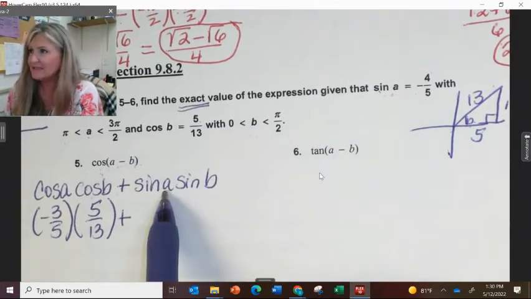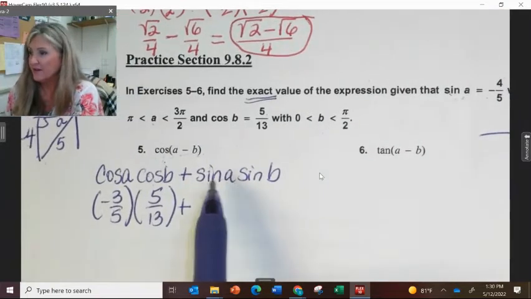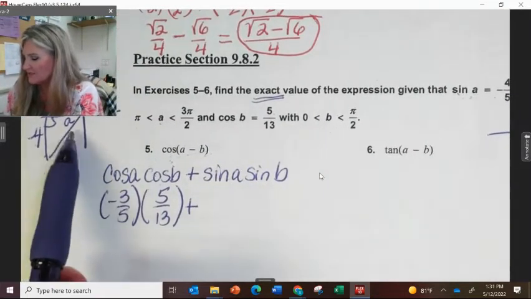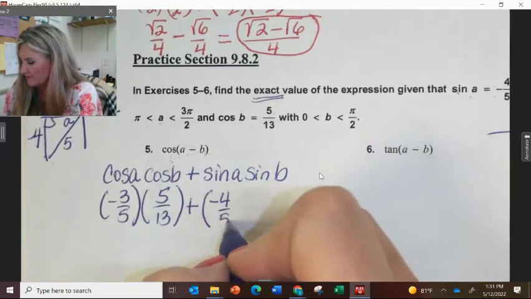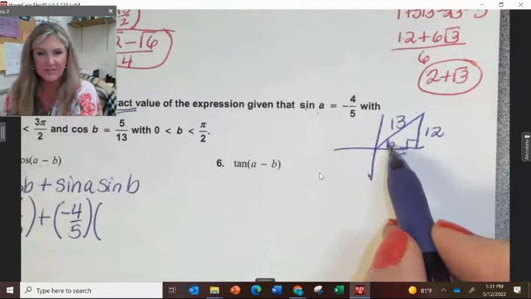Plus, we go back to angle A here. Okay, go back to angle A. And what is the sine of angle A? Negative 4/5. And what is the sine using angle B?